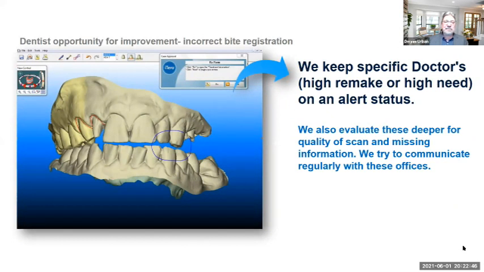When we see a recurring problem with impressions or intraoral impressions, we keep specific doctors' information. And when we see a high remake rate or high need on these impressions and they're not accurate, we'll evaluate it and then talk to you and maybe try to come up with a solution for why this is happening on a regular basis.